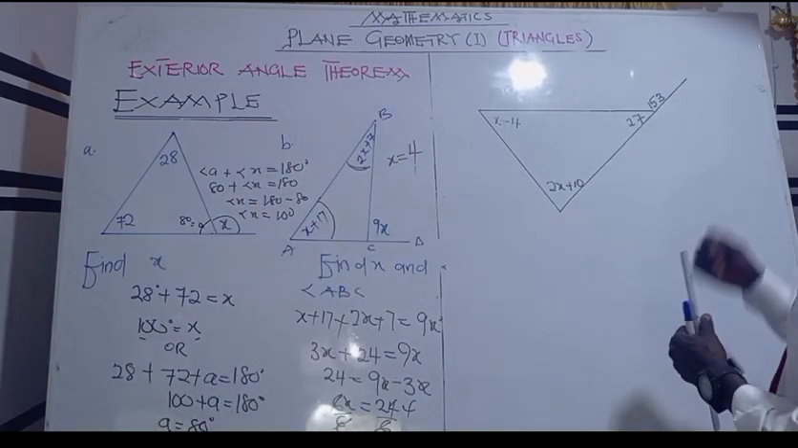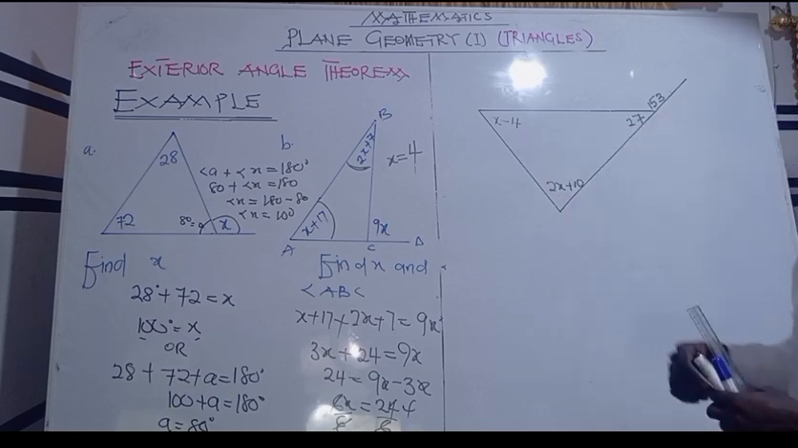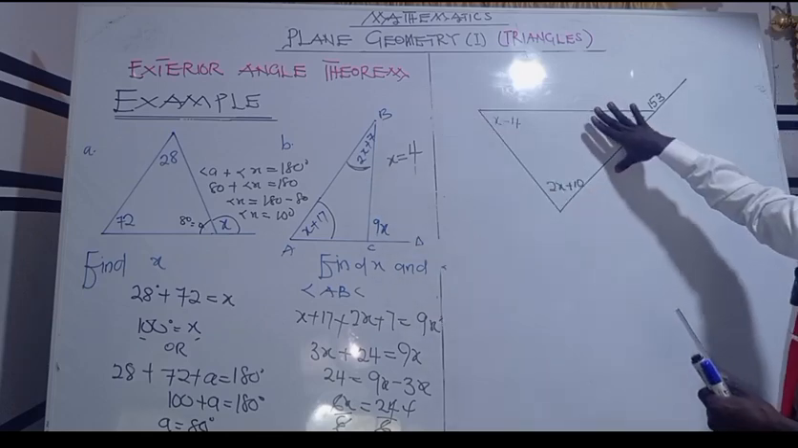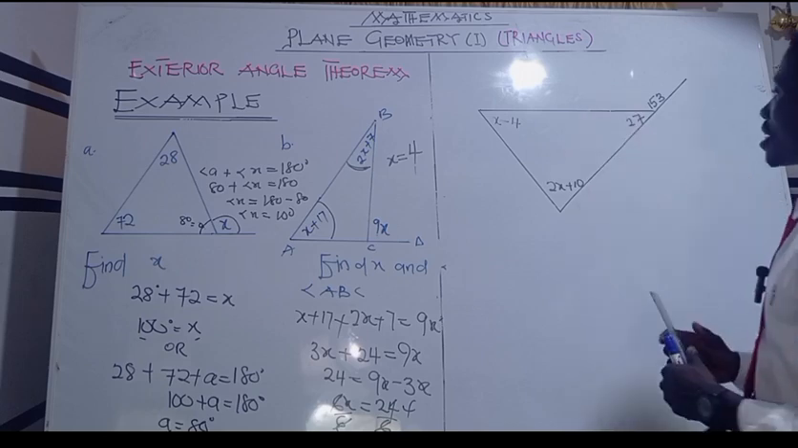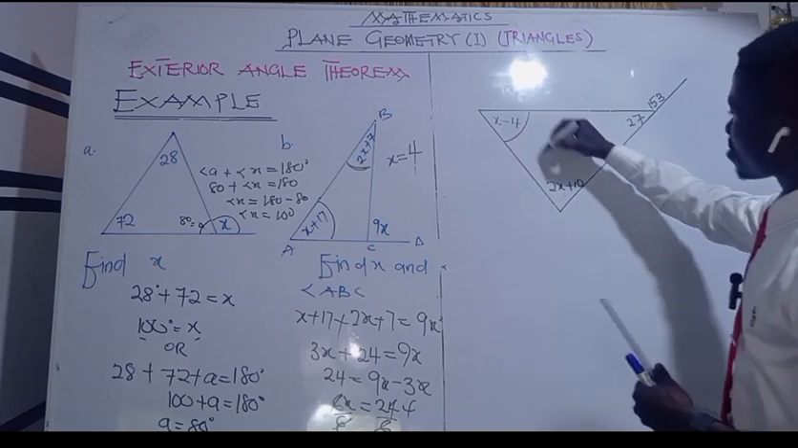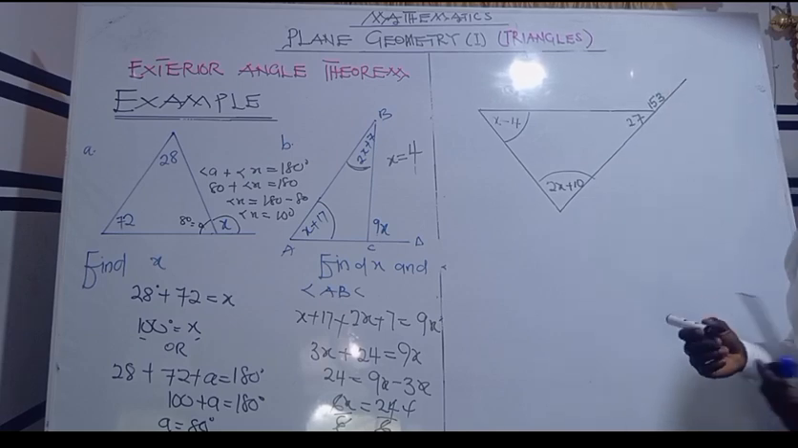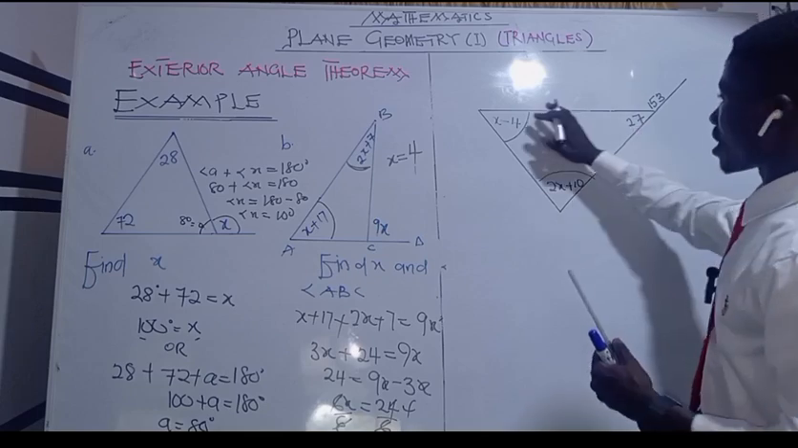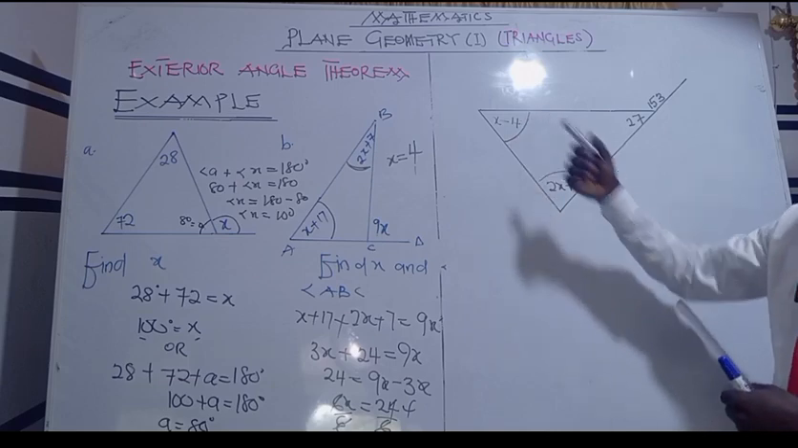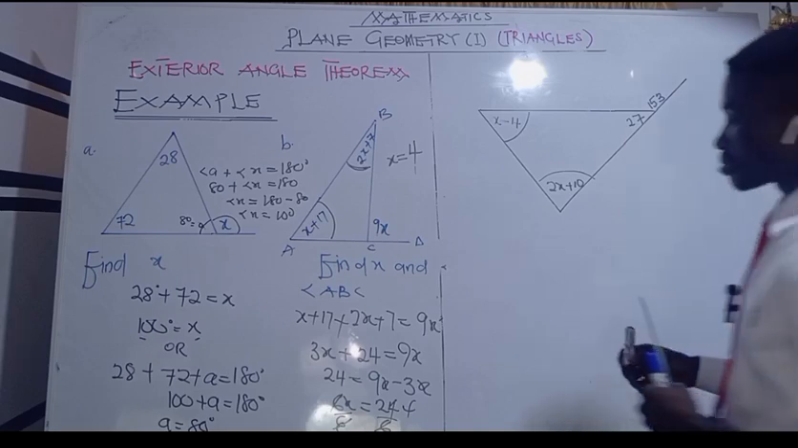So looking at this example, we have an exterior angle which is 153 and then interior angles. So we can apply the exterior angle theorem on this very diagram. Are you following? So we can say that this angle plus this angle is equal to the exterior angle. It will work. And we can also use the interior angles of a triangle to find the value of x. So because we are dealing with the exterior angle theorem, let's use the exterior angle theorem. So this angle plus this angle is equal to 153.